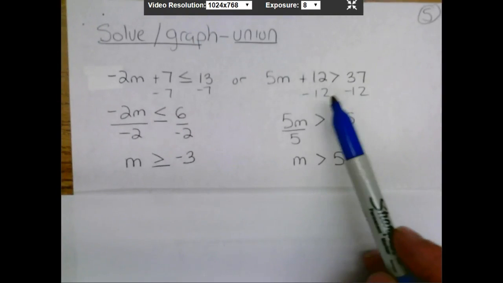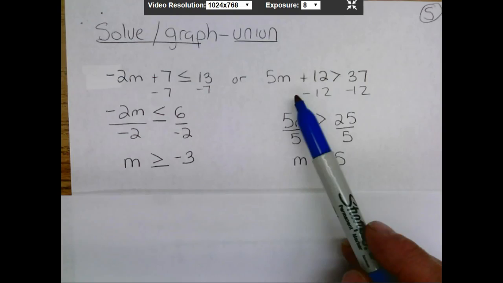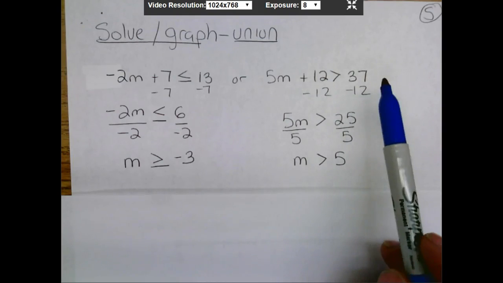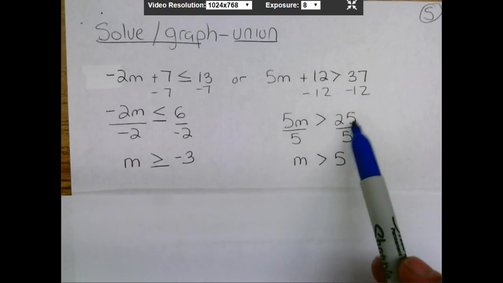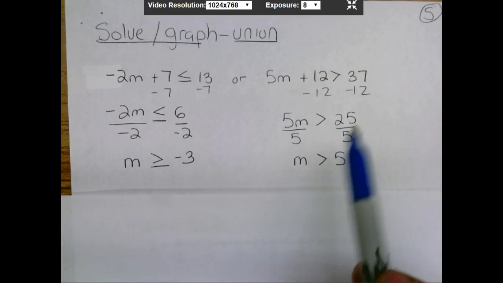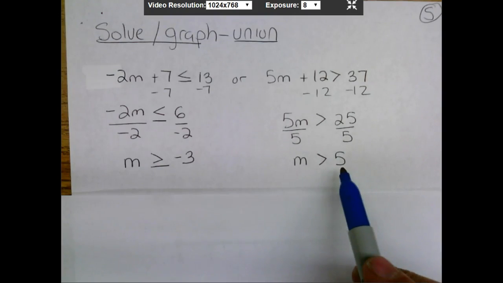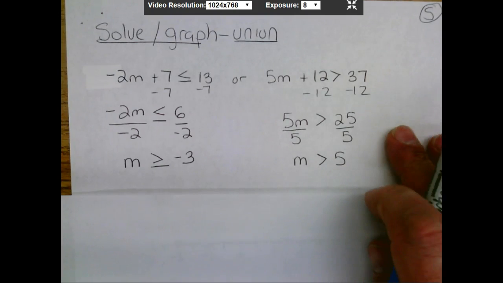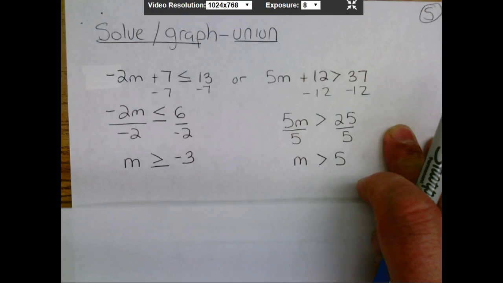5m plus 12 is greater than 37, and the first thing I'm going to do is the easiest operation. I'm going to undo the addition by subtracting 12 from both sides. I end up with 5m is greater than 25. I'm then going to divide by 5, and I'm going to get m is greater than 5. Okay, and then I'm going to graph them.